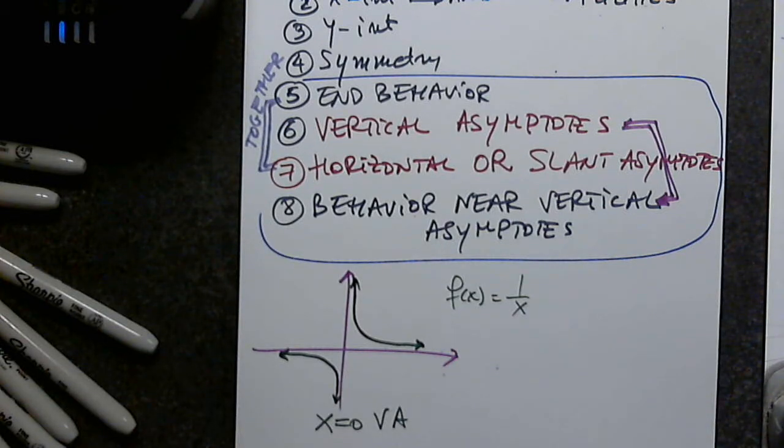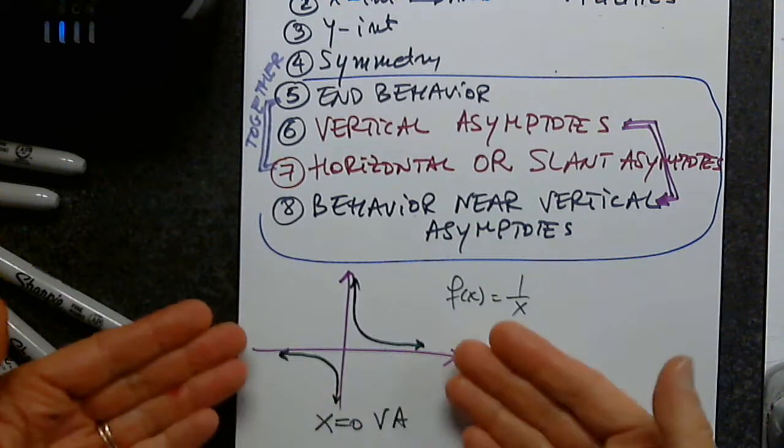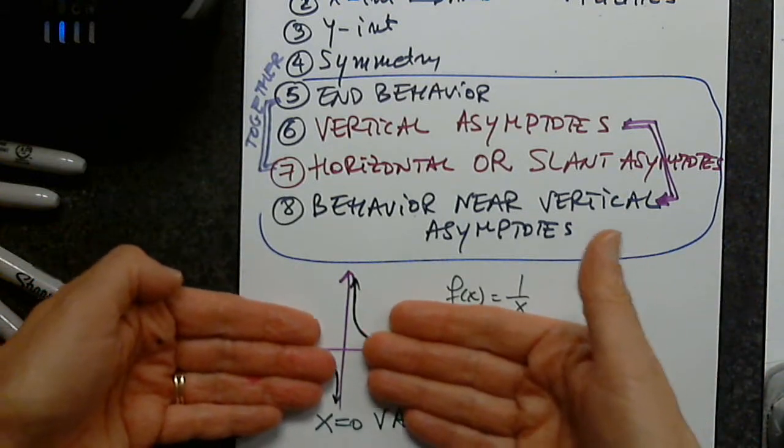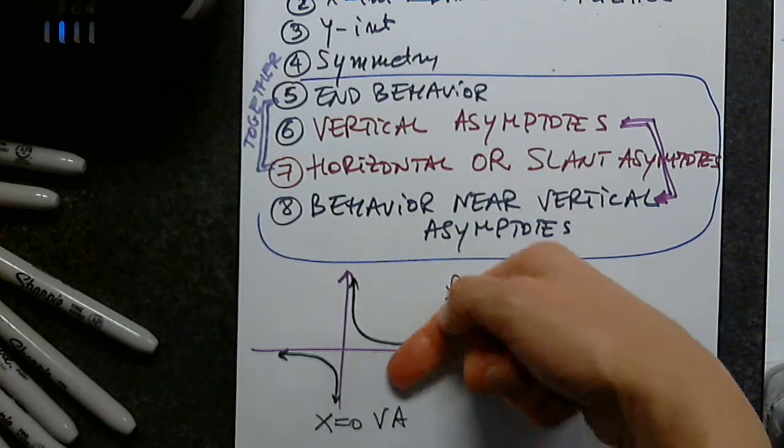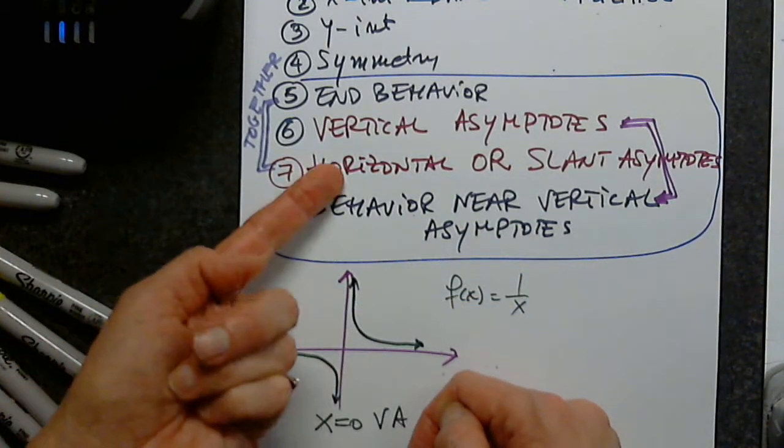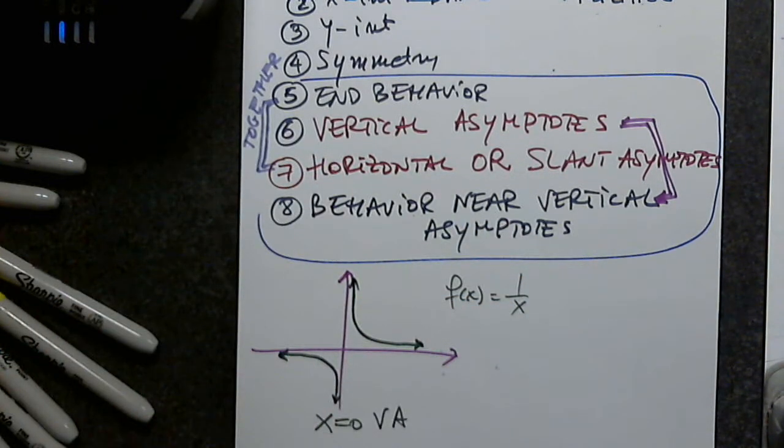Now, how do I find the behavior? The behavior near the vertical asymptote means this. Does it go to positive infinity or to negative infinity? It could never cross it. Always remember, no function can cross its vertical asymptote because it's undefined.